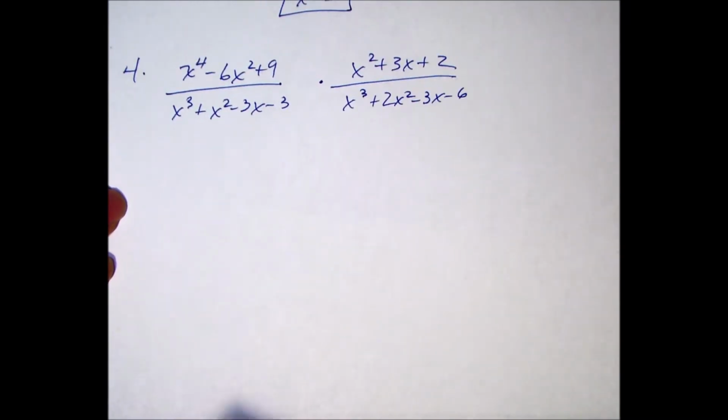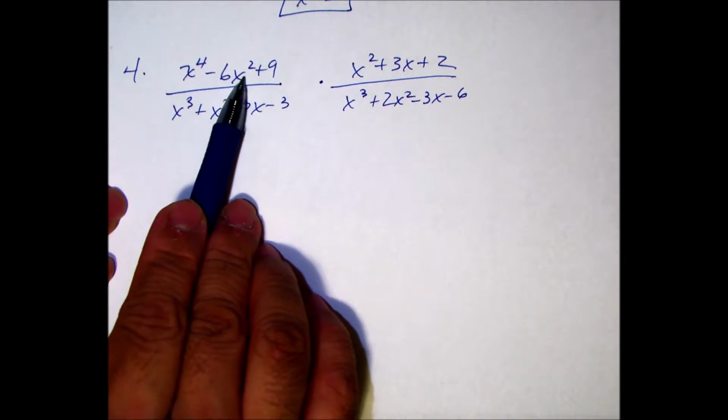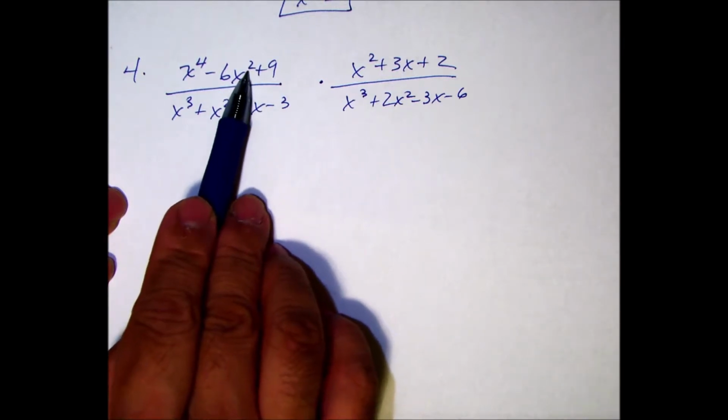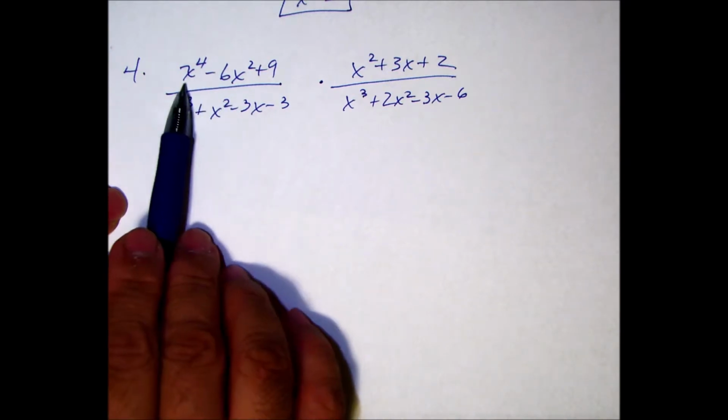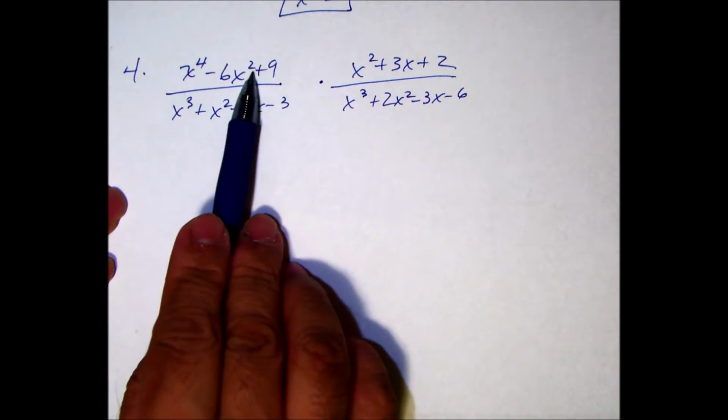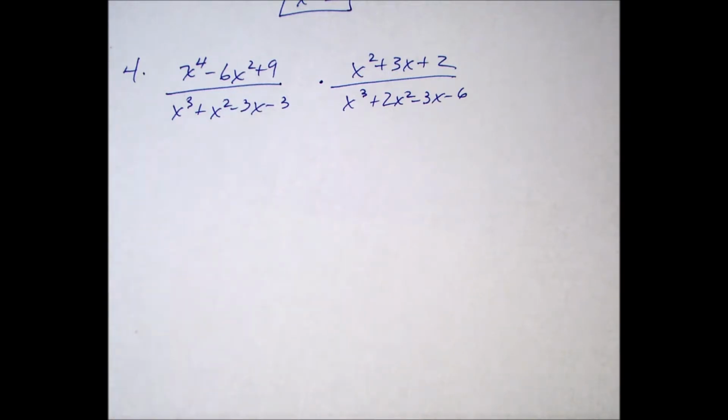Depending on when you got this, there was an exponent missing from this problem. That has an exponent of 2, right? In the original printout, it was x to the 4 minus 6x with no 2 plus 9. But it needs a 2 there. All right, so let's factor this out.